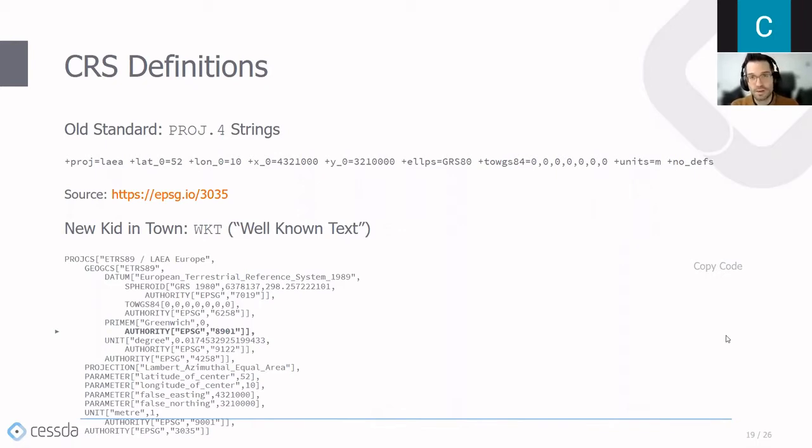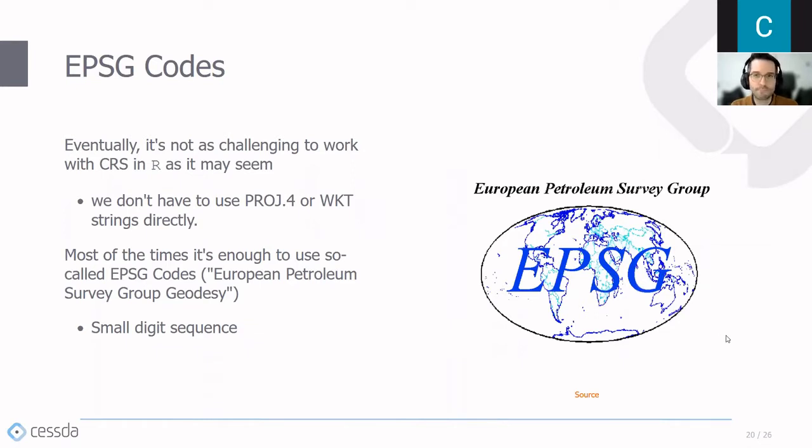The good news is that most of the time you don't have to use PROJ4 strings or well-known text. You can simply use EPSG codes. These are small digit sequences that let the system know that you want to enter all the information that is in the PROJ4 string. So we don't have to use these longer strings, simply put. You can just say, I'd like to use this projection, and then you use the small digit sequence for this purpose. What we will use is a European system of coordinate reference systems, and it has the small digit sequence 3035. We will use that during the course when we define the CRS, but also when we transform coordinates from one system to another. So don't worry too much about it.